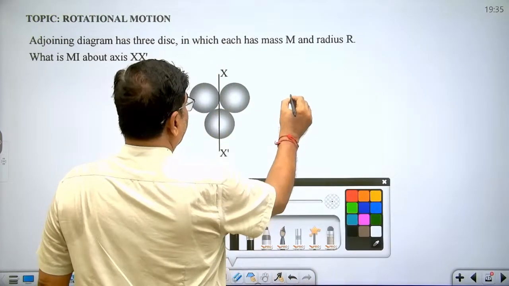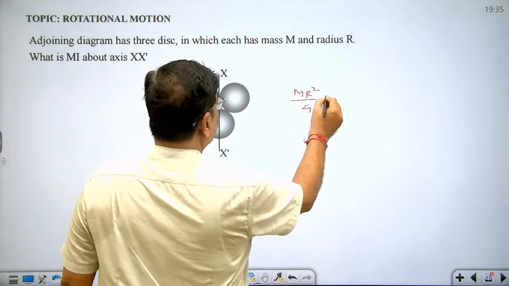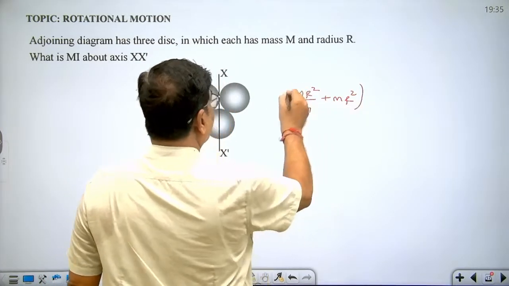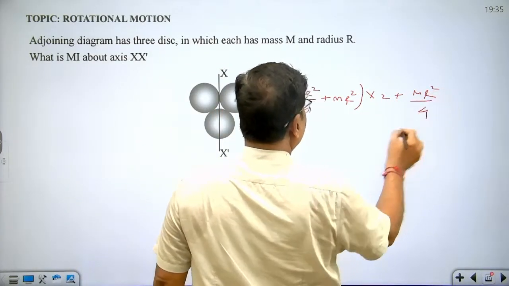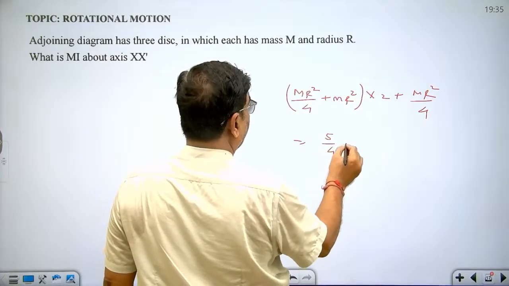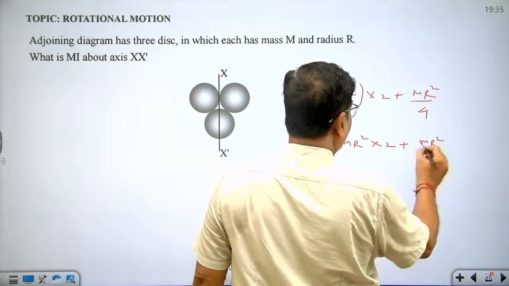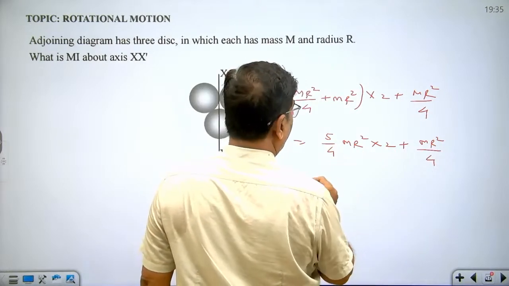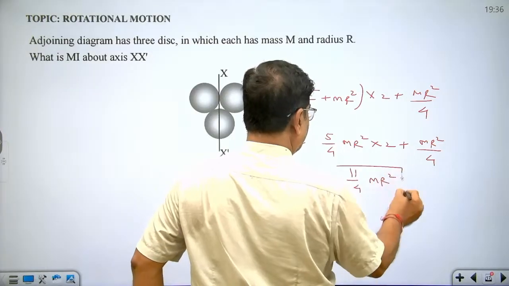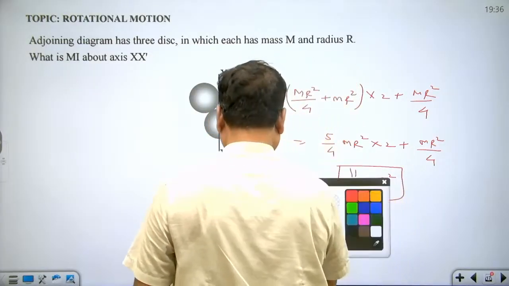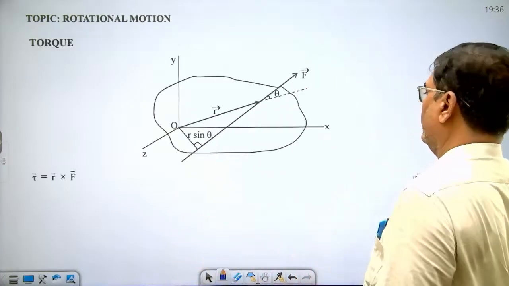So about a tangent, the moment of inertia of the disc is mr square upon 4 plus mr square. Since these are 2 discs, and the bottom disc is mr square upon 4. So total moment of inertia is 5 by 4 mr square into 2 plus mr square upon 4. This is 10 by 4, 11 by 4 mr square. This is the answer to the question, okay?